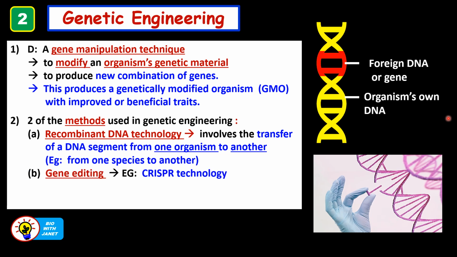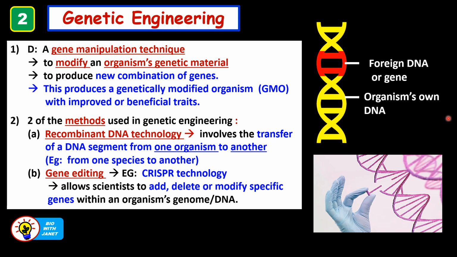Now, another method used in genetic engineering is gene editing, such as the CRISPR technology, which is mentioned in the textbook too. So we have to know a bit about that. Gene editing allows scientists to add, delete, or modify, to change specific genes within an organism's own genome, within the own genome itself, right? So in this case, only one organism is involved.